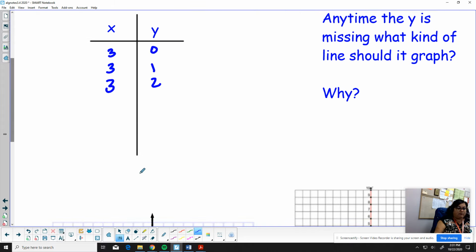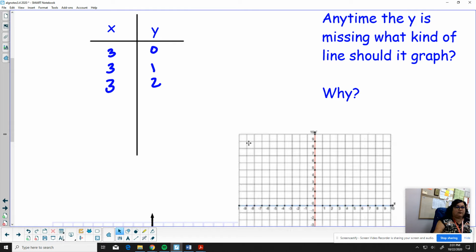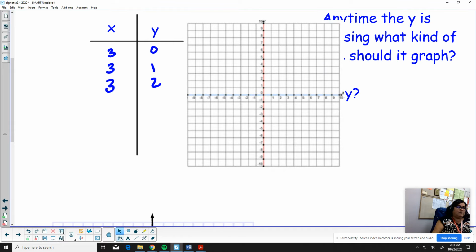So then I can go down here, and let me grab this graph so we can graph it. So 3, 0 would be right 3. 3, 1 would be right 3 up 1. 3, 2 is right 3 up 2. So there's my vertical line. And that is a picture of x equals 3. Okay, so when there's no y, it's straight up and down.